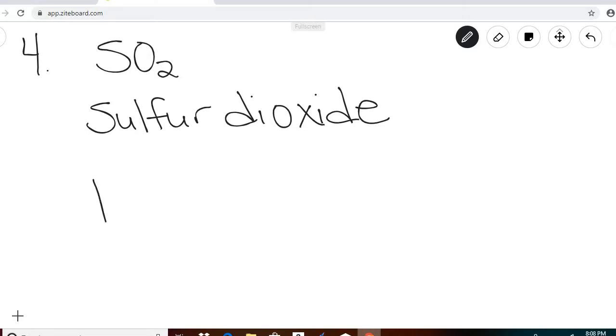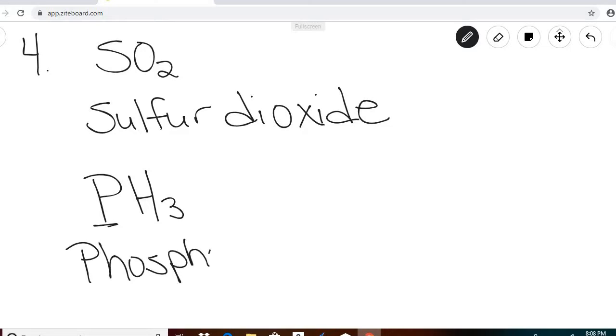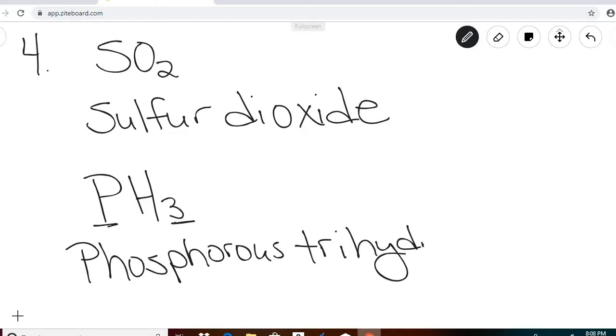And the next one is this. So we'll start with this. So they're both nonmetals. So this would be phosphorus. And then the prefix is going to be tri. And it's hydrogen, so it would be trihydride. Phosphorus trihydride.